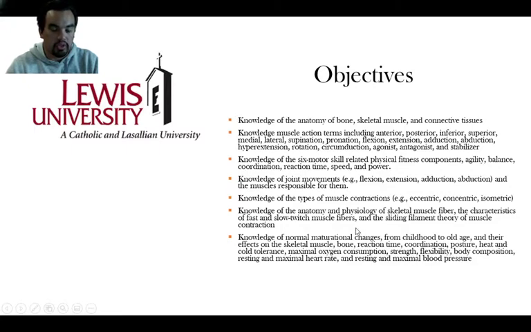Mostly we're going to go over fast twitch and slow twitch muscle fibers as they relate to the neuromuscular function. And we're going to gain a knowledge of the normal and maturational changes from childhood to old age.